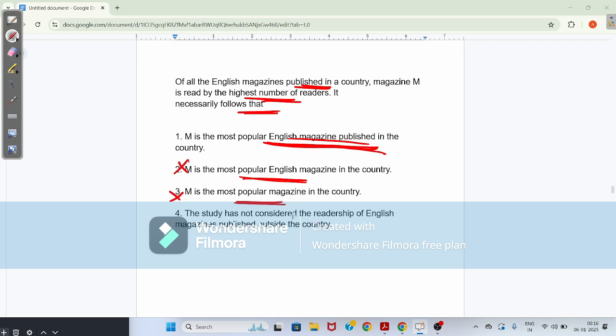The study has not considered the readership of English magazines published outside the country. Yes, this could also be correct, but the most probable suitable answer is this one, because we are talking about our country. So only this option is the correct option. This is the wrong option here.